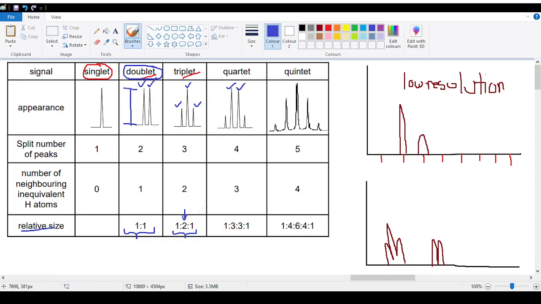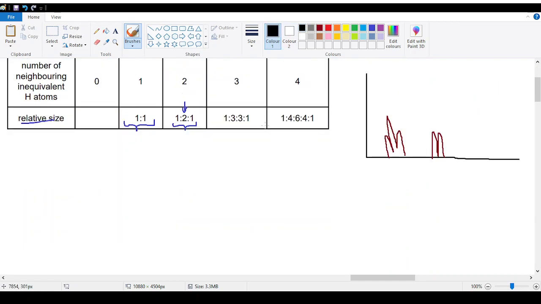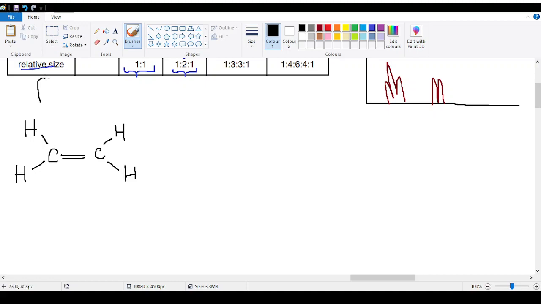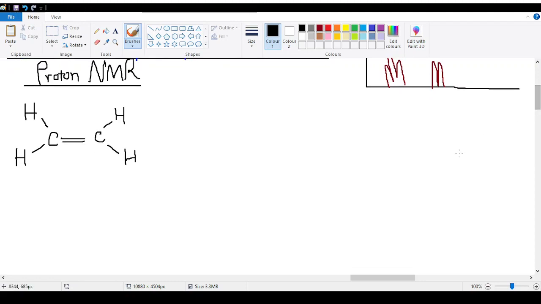So let's look at some examples first for high resolution NMR. I'll try some simple compounds first, and then we'll go to the question paper. So this is a very simple compound. It's an alkene. It's ethene, right? Now, remember, this is proton NMR. When we do NMR spectroscopy, you can either target a carbon atom or a hydrogen atom. We talked about carbon-13 NMR before, remember? Now, proton NMR specifically targets hydrogen.